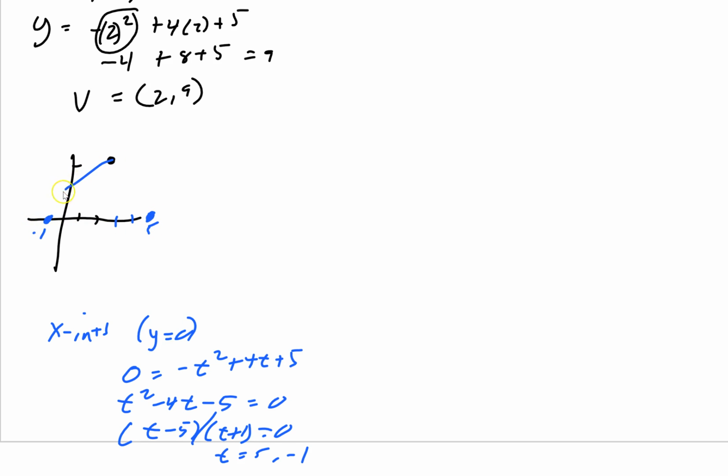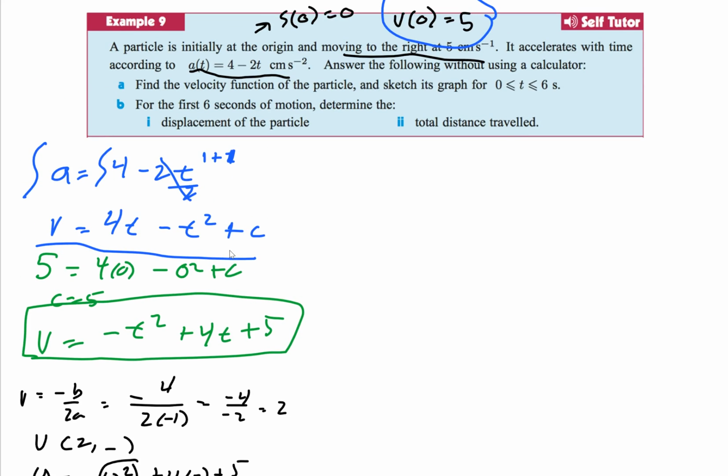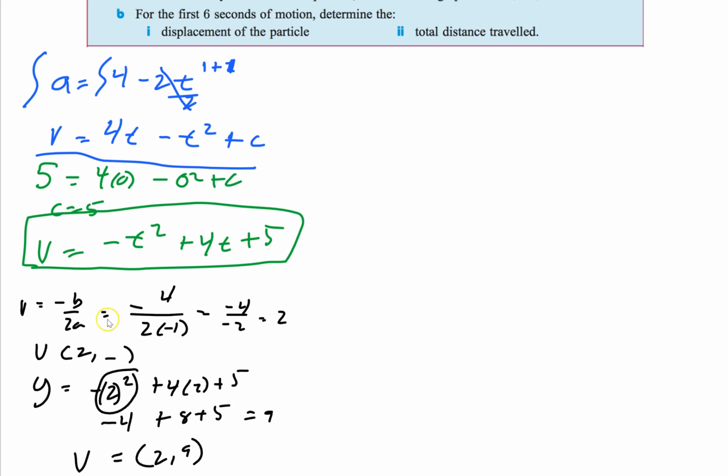It's opening down. So I get that. That's my crude sketch of that from 0 to 6, I think they wanted. So there's my graph. So, I found my velocity equation.